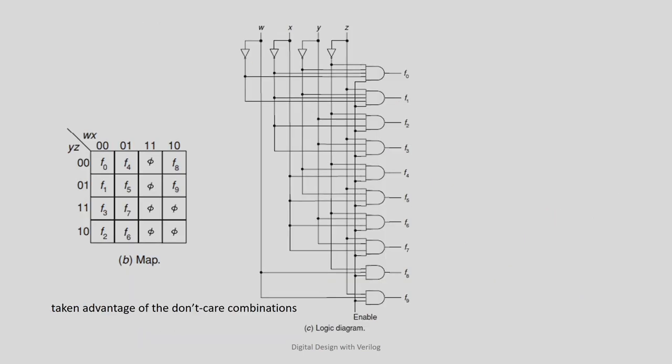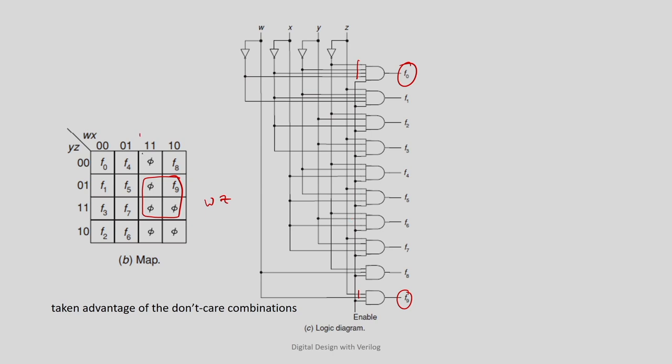Okay. And this is my circuit. You can see here that F0 cannot be combined with anybody, so there are 4 literals, right. This is the enable signal. Whereas in F9, as I mentioned, F9 can be combined like this, so effectively 2 literals are reduced. So there are only 2 literals, which is W, Z, right. You can just see that it is W, Z.